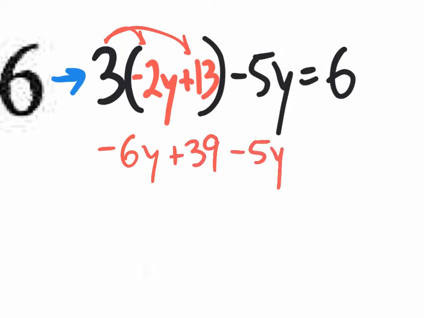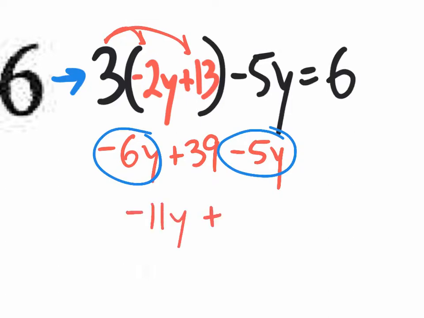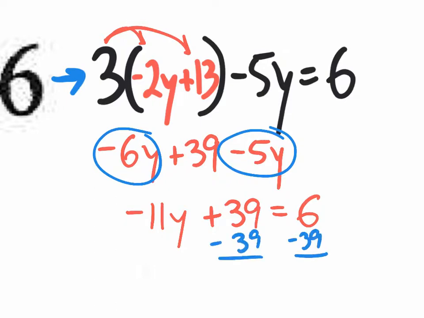So I've distributed. After distributing, you need to combine like terms. So negative 6y and negative 5y, that is negative 11y. We still have the plus 39, we still have the equal sign, and we still have a 6. I almost have y by itself. I'm 2 steps away. Let's get rid of that plus 39 by subtracting 39. When we subtract 39 from 6, 6 take away 39, that's negative 33.